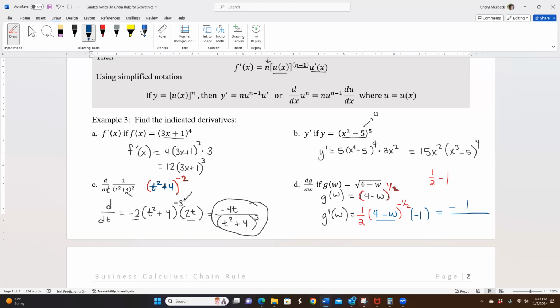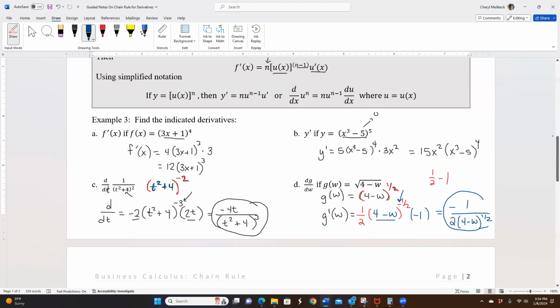Now the 2 and the 4 minus w are really in the denominator because this is a negative exponent. So I'm going to write it like this, and 4 minus w to the 1/2. Of course, we could have written this as the square root of 4 minus w. Either way, that is our answer there.